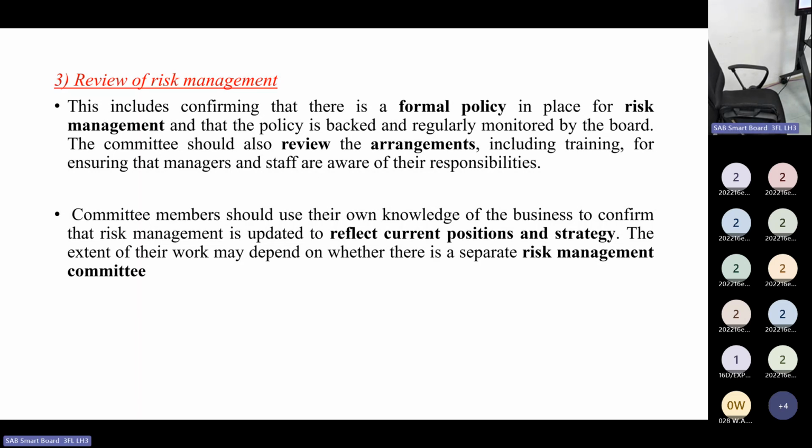Then you have committee members should use their own knowledge of the business to confirm that risk management is up to date to reflect current position and strategy. The extent of their work may depend on whether there is a separate risk management team. Always you will learn when the next topic starts, when it comes to risk management. Risk management should go with the strategy of the company.